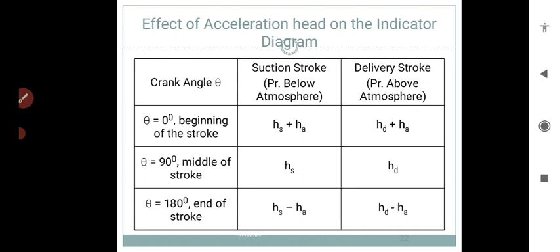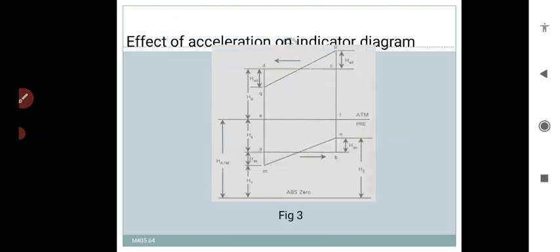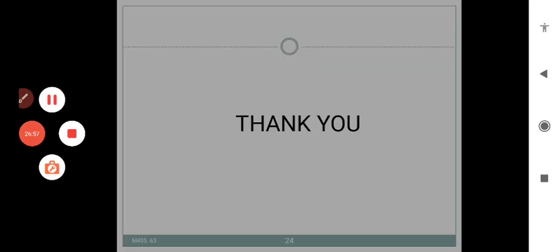For the delivery stroke, the pressure below atmospheric, here it is HD plus HA, at the middle of the stroke it is HD, and at the end of the stroke it is HD minus HA. Effects of acceleration on indicator diagram. You will observe this indicator diagram. So I think all of you understand this indicator diagram.